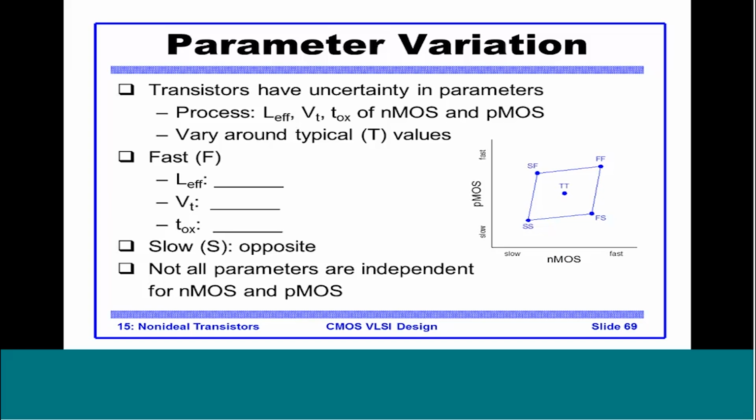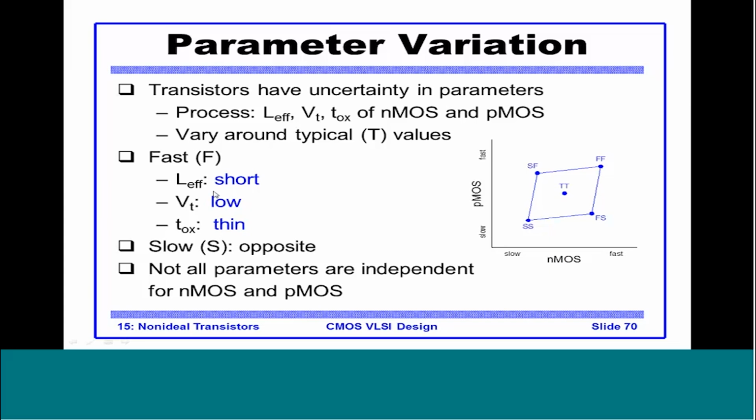Transistors have uncertainty in parameters. For example, L effective, VT, and Tox of NMOS and PMOS vary around typical values. L effective is nothing but the channel length. A device with a shorter L effective, a low VT, and a thin oxide will become faster. So an NMOS with a shorter L, a lower VT, and thin oxide will become faster.